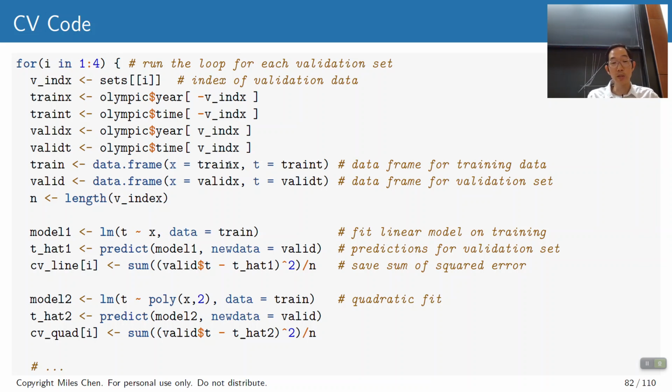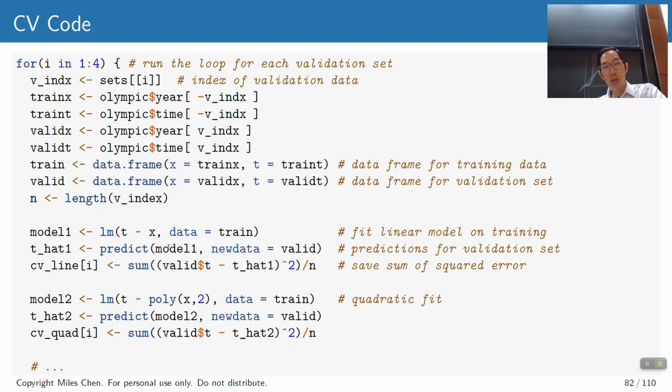I gather my x and t values together into a data frame. I call that the training data frame. Here I gather my validation. These are 7 observations here, and that forms my validation data frame. So my n is going to be 7 in this situation. And I'm going to fit model 1, which is a linear model, fitting it using the training data. This is going to store the slope and intercept in the linear model.